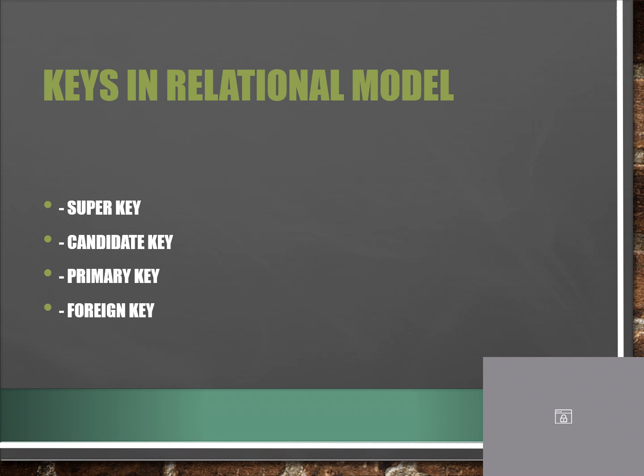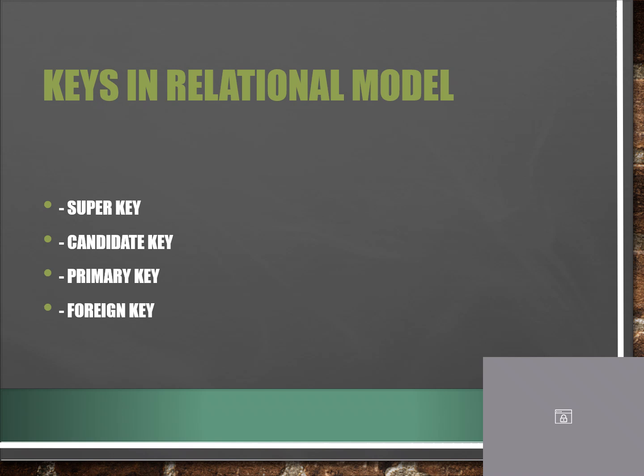Then coming to the primary key. The primary key is the candidate key selected to uniquely identify tuples in a relation, and it cannot have null values. The example is roll number as the primary key. The foreign key is an attribute, and an attribute means a column, in one relation that refers to the primary key of another relation, used to enforce a link between the two tables. For example, department ID in the employee table is a foreign key referencing the department ID in the department table.